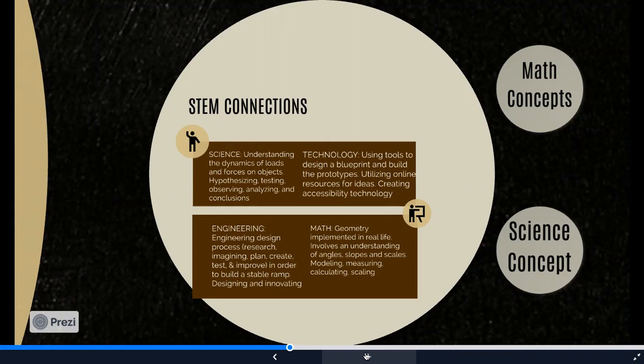Technology: using tools to design a blueprint and build the prototypes, and utilizing online resources for ideas. Engineering: using the engineering design process in order to build a wheelchair ramp prototype, designing and innovating. Math: geometry implemented in real life, involves an understanding of angles, slopes, and scales.